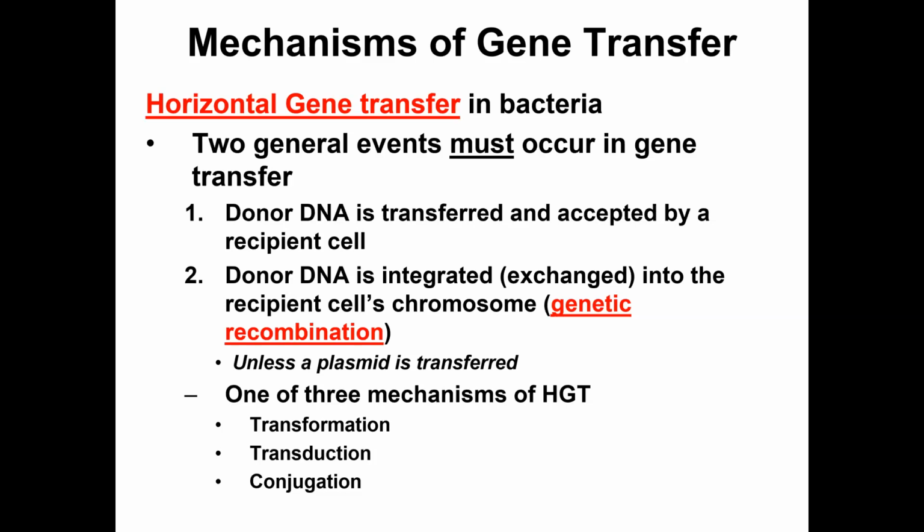Wait, let me go back up. Why must selective media be used again? Because you want to select for the mutant in some way. You're trying to tell the mutant apart from the original wild type. So there's got to be some way to sort that out. Selective media is usually a go-to option, so that you kill one of the two.